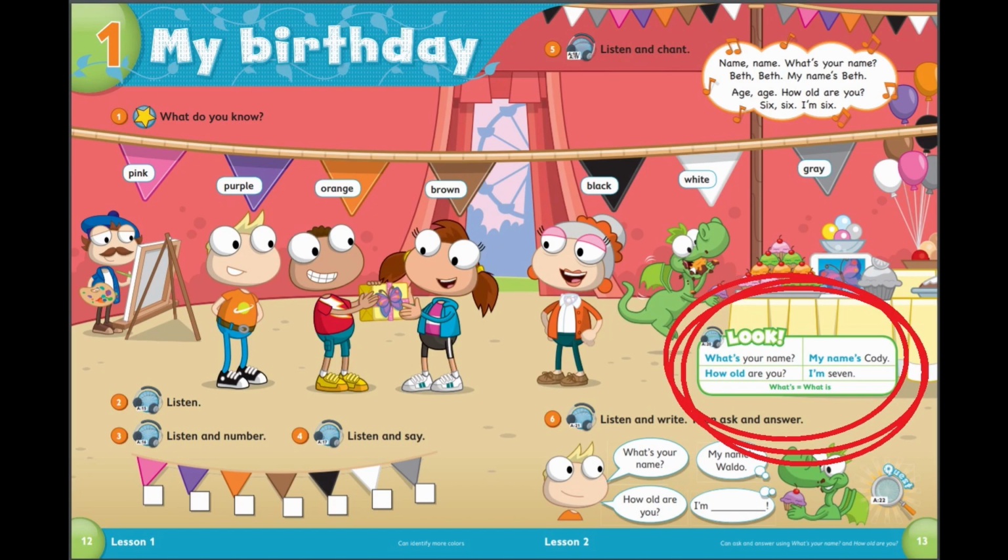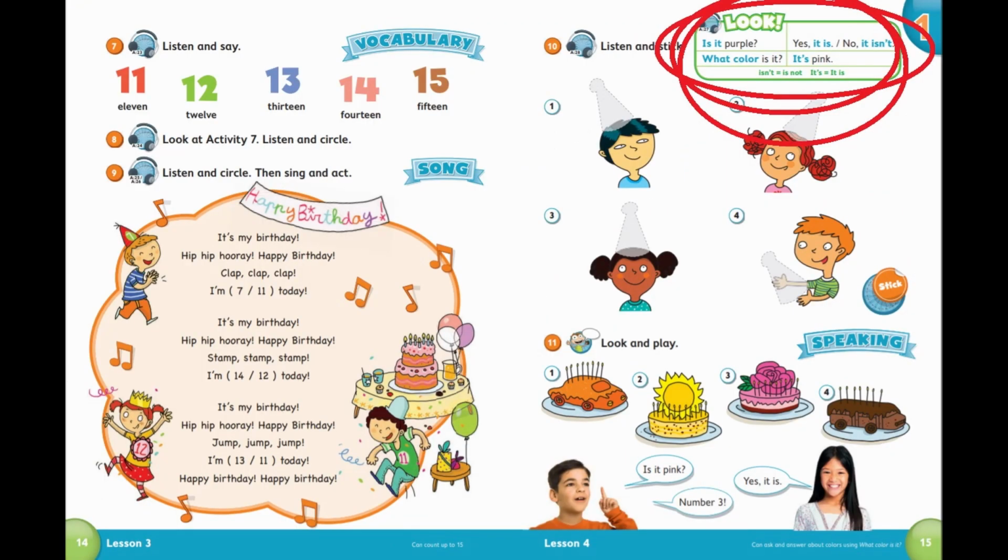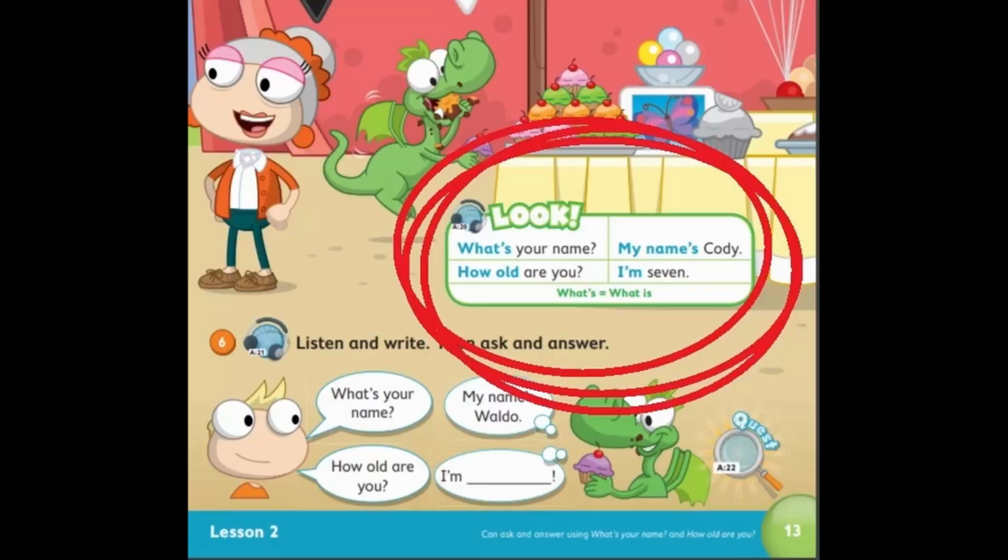Yeah, you see here, there's a part called look. So you have the question and answer that talks about numbers as well as color later on. This is the first part, and then this is the second part. If I have to teach PJJ using this book, I will most likely focus on those pages. Okay, that's the first example.